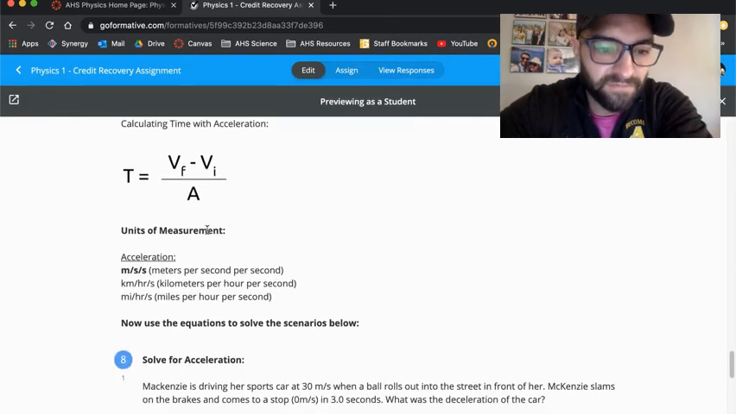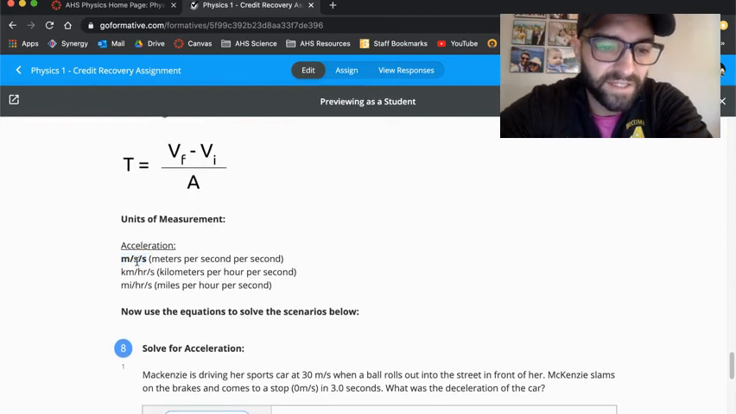Some units of measurement for acceleration: we have meters per second, or kilometers per second, or miles per second. And really, meters per second is going to be the most common one we use. And what that's saying is your velocity is in meters per second, and it is changing every second. So that's why we see meters per second. Your velocity, your meters per second, is changing every second.